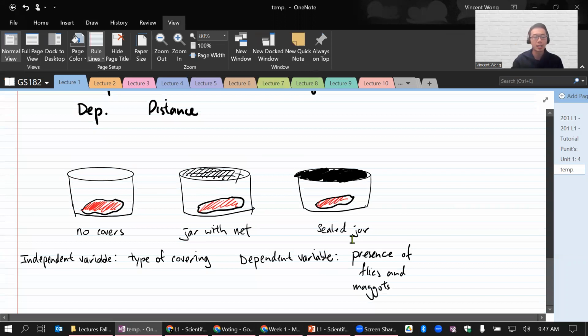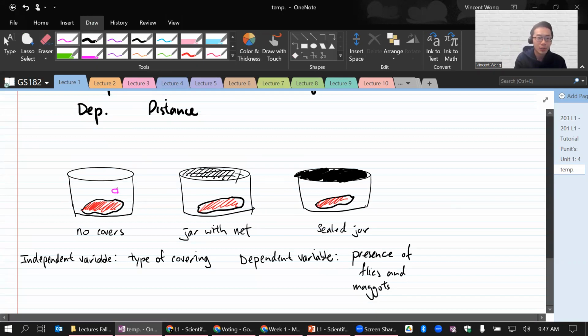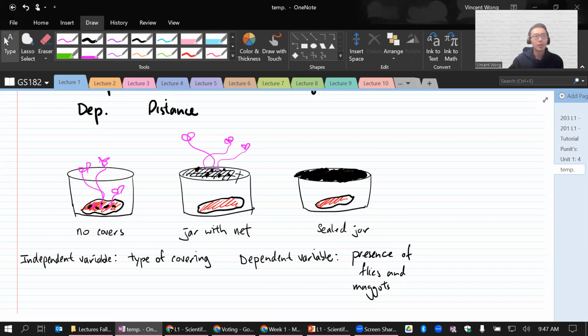Okay, so that's the experimental setup. Now, what do you think happened? Common sense, right? What do you think happens? Well, the one with no cover, you're going to have the flies buzzing all over, and then you're going to have the maggots, right? That makes sense? Okay. The jar with the netting, you would see the maggots and the flies buzzing on the cover. And over here, there will be no flies, no maggots, right? Okay, so that's basically the result.